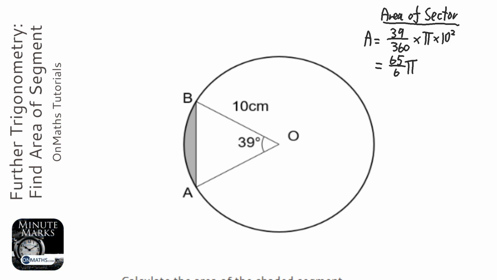Okay, now next thing I need to do is work out the area of the triangle. Now if I show this triangle, so it's going to be the area of this triangle here. Now it might look like I can't do that. Well, actually I can, because this length here is also 10 centimeters, and we know that there's a formula for working out the area of a triangle using trigonometry.